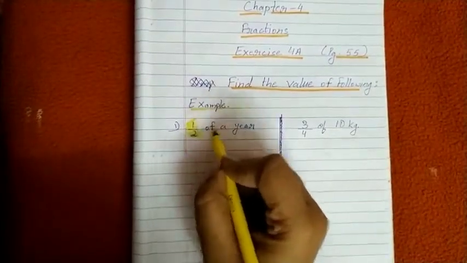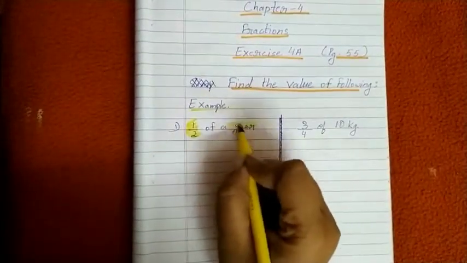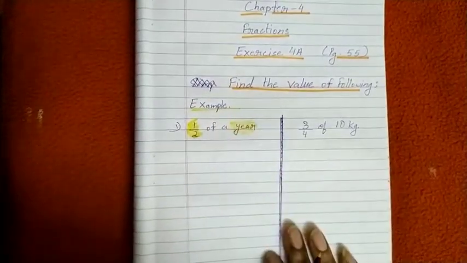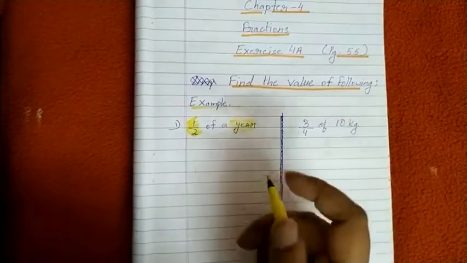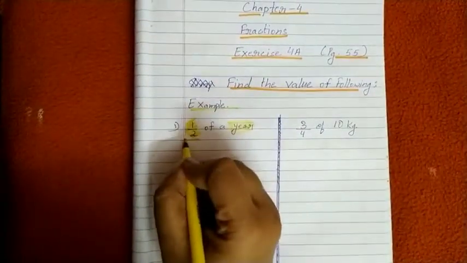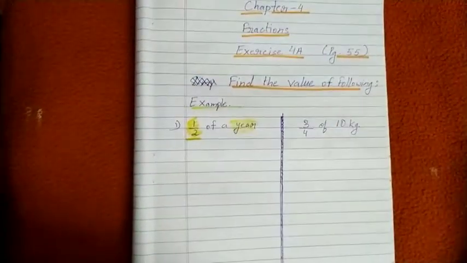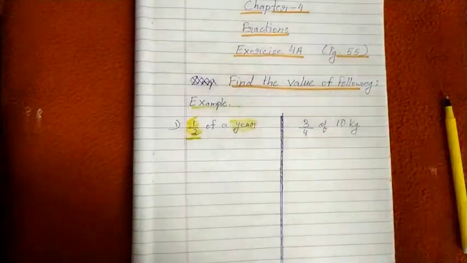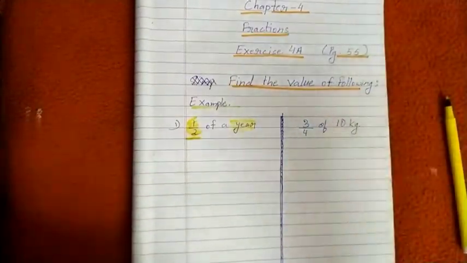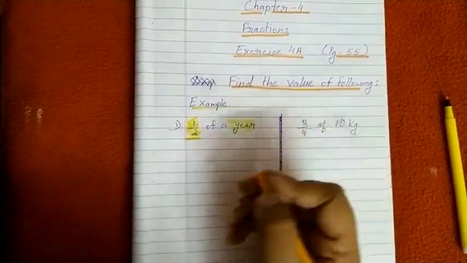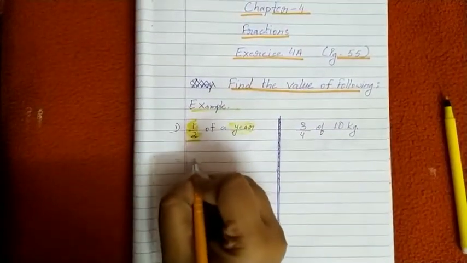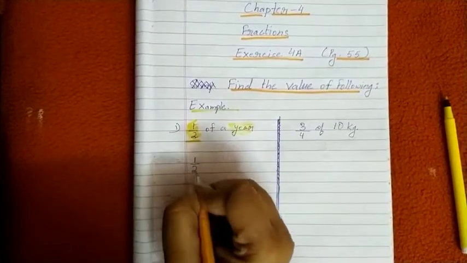1/2 of a year. How to find the value of this kind of exercise? Now what we have to find out is the value of 1/2. Yes, children, what do we have to do? We first see what this is. This is 1/2 of a year. Now children, 1/2 you will copy as it is.